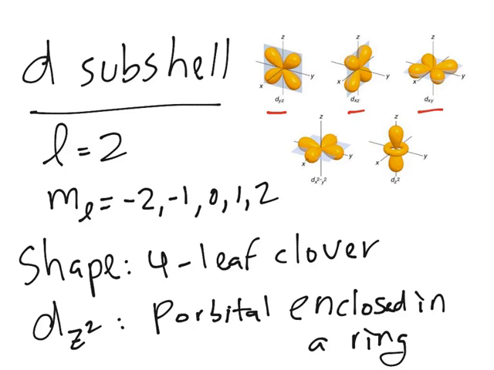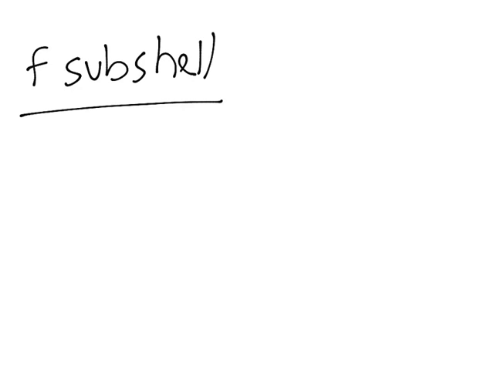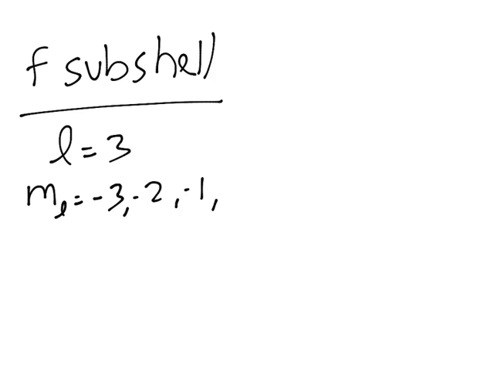And finally, the last subshell, the f subshell. It's a little bit more complicated. L will be equal to 3, and there will be more mLs: negative 3, negative 2, negative 1, 0, 1, 2, and 3. So we have 7 different possibilities.